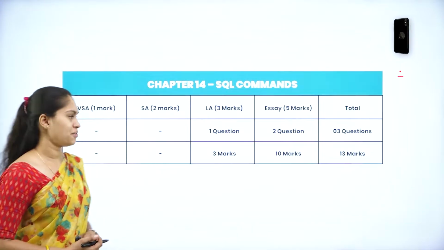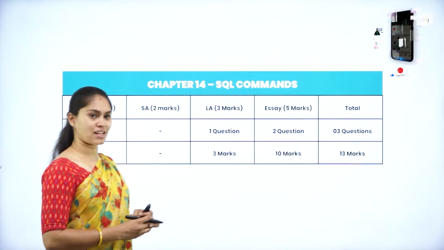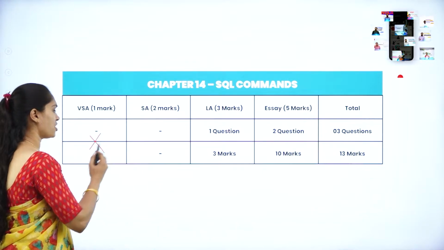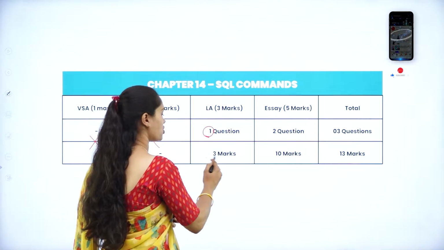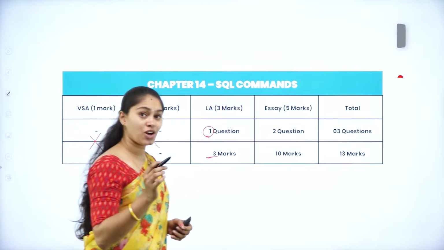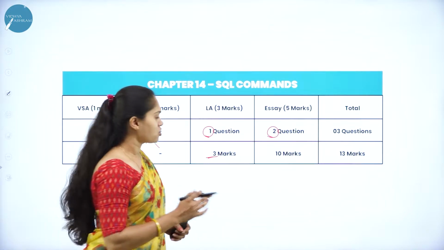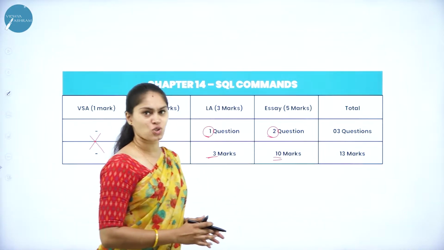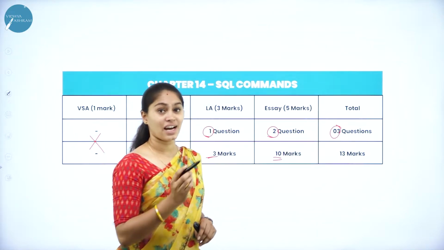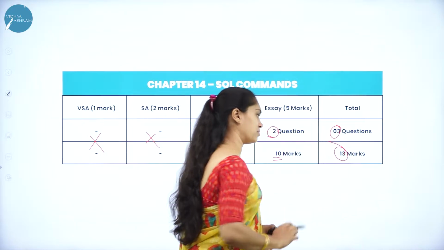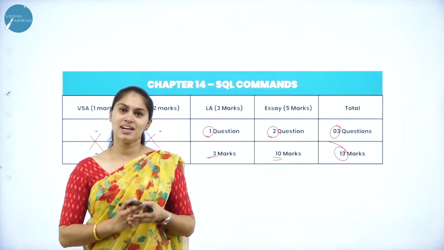We'll see the marks distribution of this chapter 14, that is SQL Commands. No need to worry about the 1 mark question as well as the 2 marks question. Then you are going to get one 3 marks question, and you are going to get 2 questions in part D, that is the 5 marks question, so that it will be 10 marks totally. So totally you are going to get 3 questions from this chapter, and it will cover 13 marks from the SQL Commands chapter. This is the marks distribution of this chapter 14.